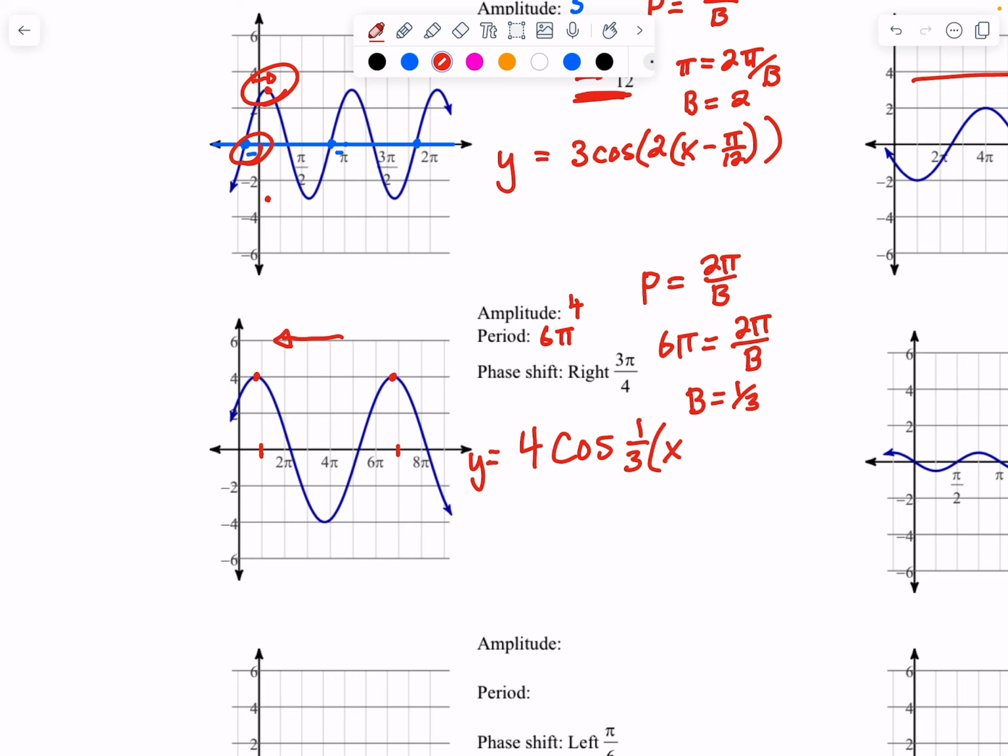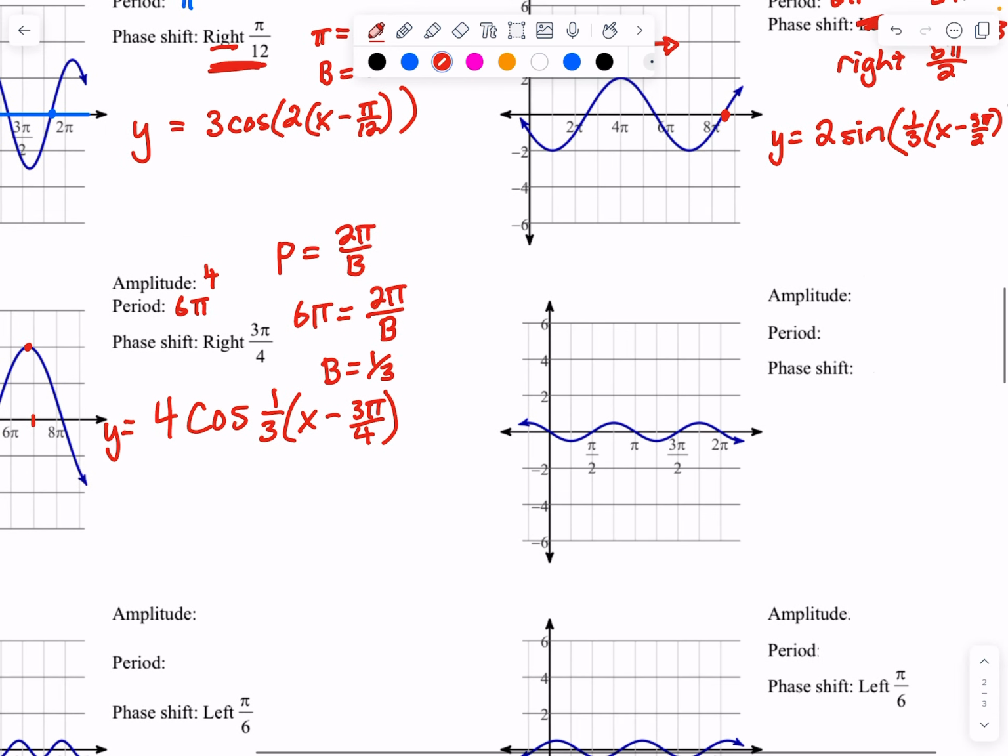And then I have x minus, because I'm moving it to the right, 3 pi over 4. I chose cosine because it was above. I could have also picked sine here and moved it 2 pi and it looks like a 1/4, right? It would have been 9 pi over 4 to the right. I could have done that as well. Sines and cosines can produce the exact same graph just by a phase shift left or right. Right? We've got a handful more.